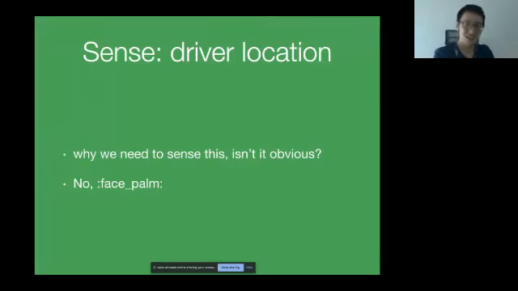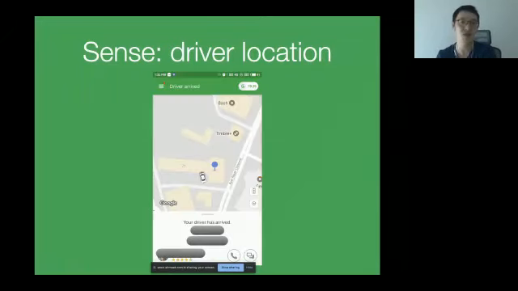Because nowadays every phone has a GPS sensor, a GPS chip within your hardware, it can report where you are. And when you open your map app, Apple Maps, Google Maps, you can see a blue dot there, right? This is where you are. But unfortunately, we have to sense where the driver is, for several reasons I can show you.